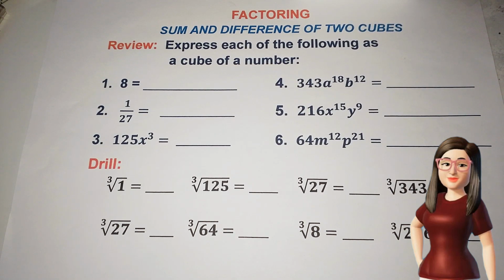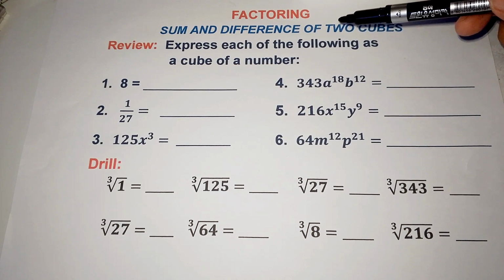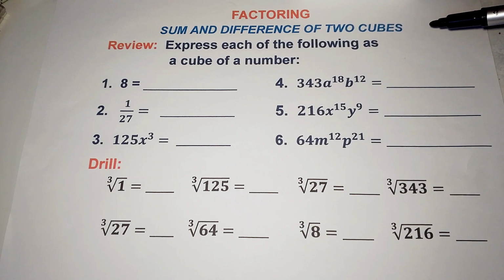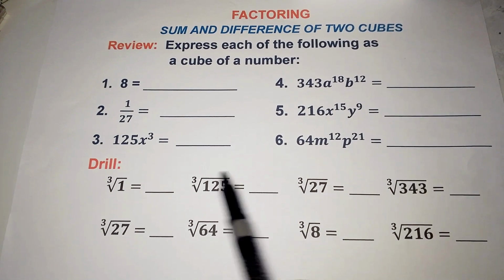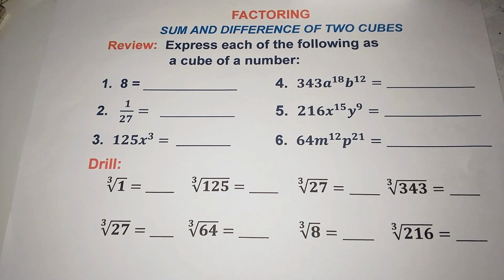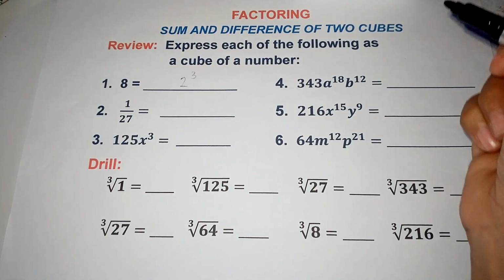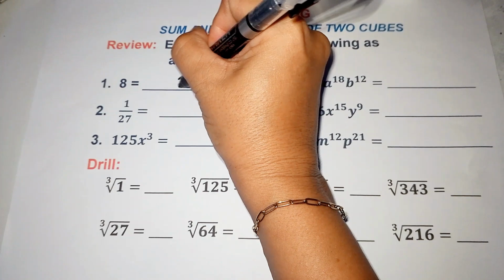Another technique in factoring polynomials is factoring the sum or difference of two cubes. Before we go to that, let us review some important matters first related to this one. So first, let's write each of the following as a cube of a number. Like 8. 8 is equal to 2 cubed.